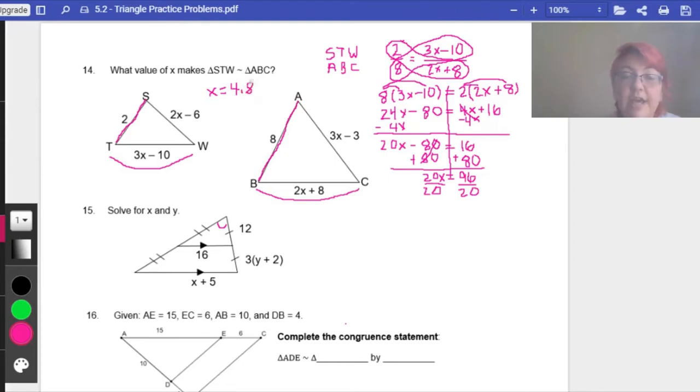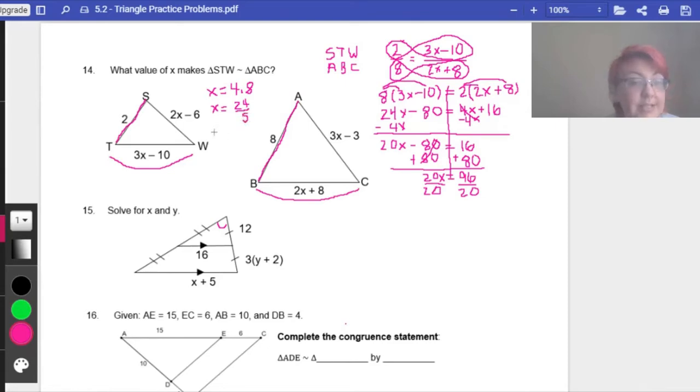Now, if you're the type who says, I don't like decimals, especially if it's a repeating decimal, which this one is not, I want a more exact answer, that is totally fine. If you look at 96 and 20, both are divisible by 4. And so what we can do is we can just write the answer as an improper fraction, where x is equal to 24 over 5.